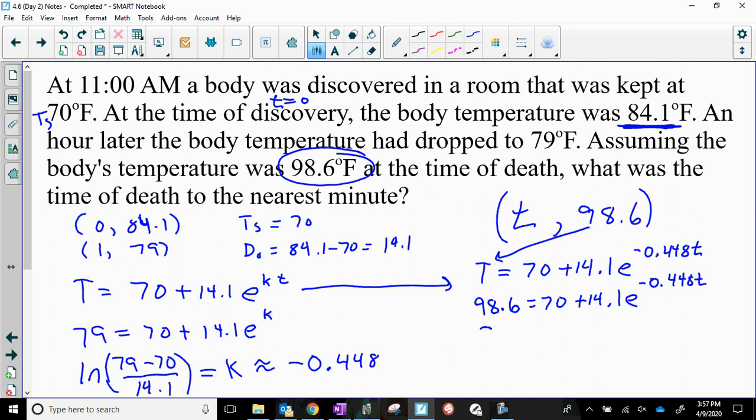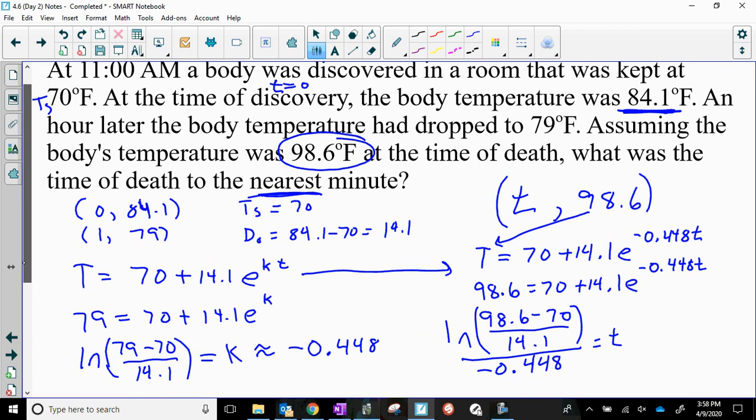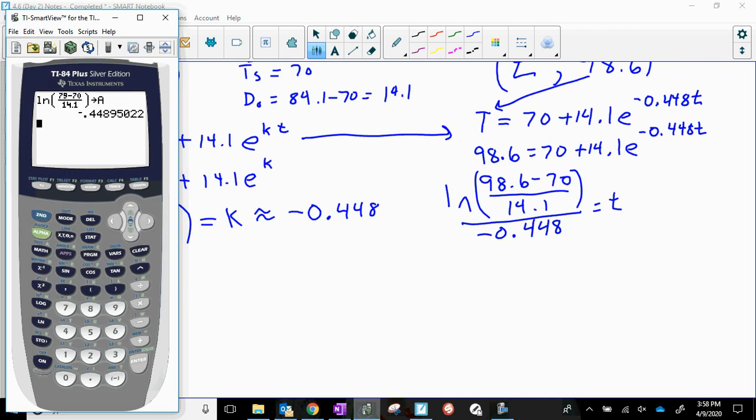All right, so I'm going to subtract my 70, divide by my 14.1, take the natural log, get rid of the e, and then divide by my value of k. Again, do not use 0.448 in your calculator. Use the stored value so you can get it to the nearest minute. So let's go calculate this. And if it's negative, I'm happy, because if it's positive, it means it's right after they were discovered.